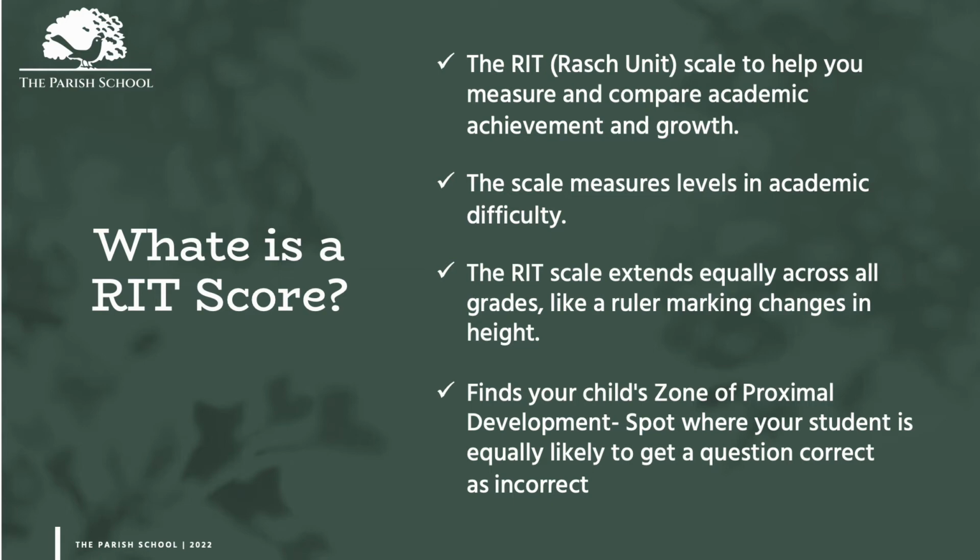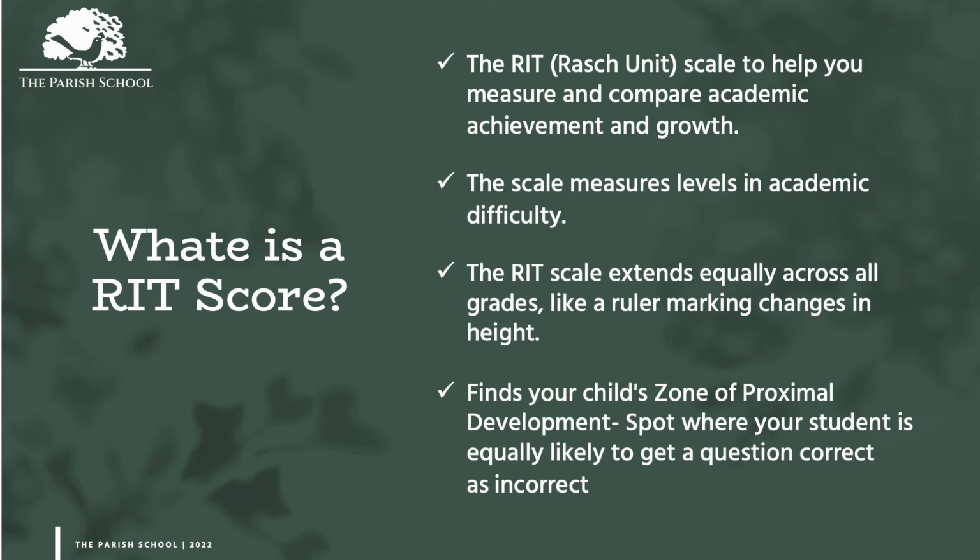So the RIT score is what you'll see on the report. It's called the Rasch unit. It's like a ruler. It shows your academic scale, and it's sort of like the zone of proximal development. You'll get a RIT score for math and a RIT score for language in the test, and that's the kid's score on the test.